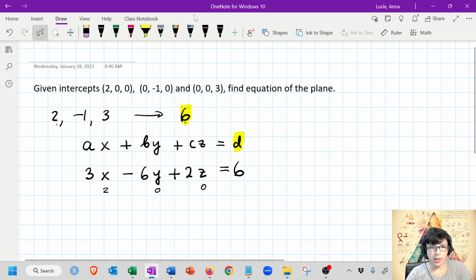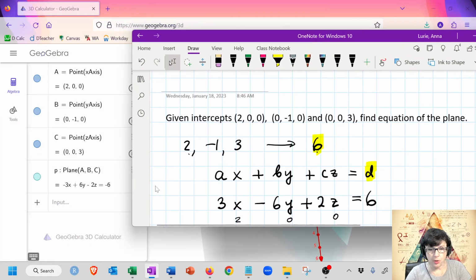Now, why didn't GeoGebra give me the same exact answer? Well, you can see that the answer that GeoGebra gave us is just a negative multiplied by the answer I gave you. So it doesn't matter. It's just a multiple, but it'll give you the exact same plane. Okay, so both answers are correct.